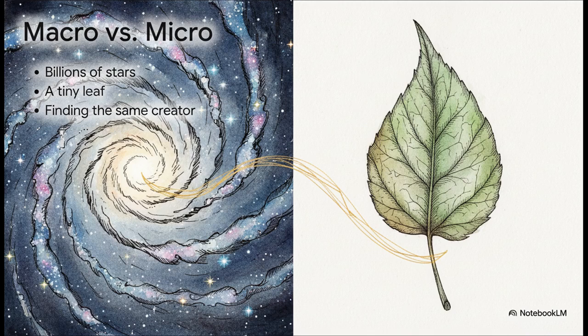We've got the massive scale of the night sky on one side, and the minute, intricate details of a tiny leaf on the other. But here is the absolute crucial takeaway from our source material. Despite that crazy difference in size, these two extremes share a really profound hidden link. They aren't disconnected at all. The ultimate challenge we're facing is finding the exact same creator at both of these extreme ends of reality.